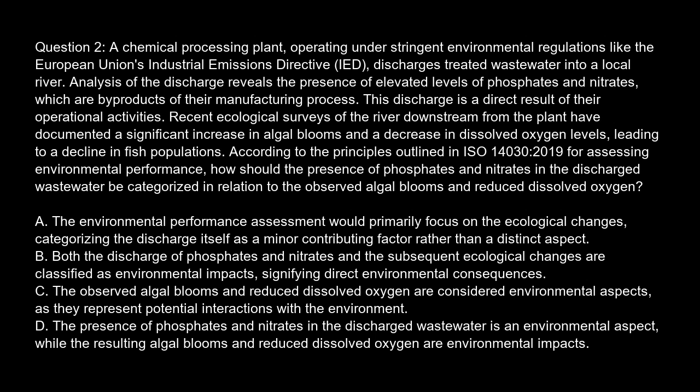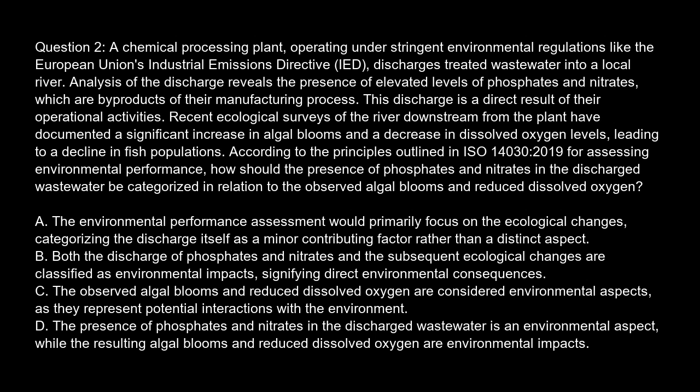Recent ecological surveys of the river downstream from the plant have documented a significant increase in algal blooms and a decrease in dissolved oxygen levels, leading to a decline in fish populations. According to the principles outlined in ISO 14030:2019, for assessing environmental performance, how should the presence of phosphates and nitrates in the discharged wastewater be categorized in relation to the observed algal blooms and reduced dissolved oxygen?